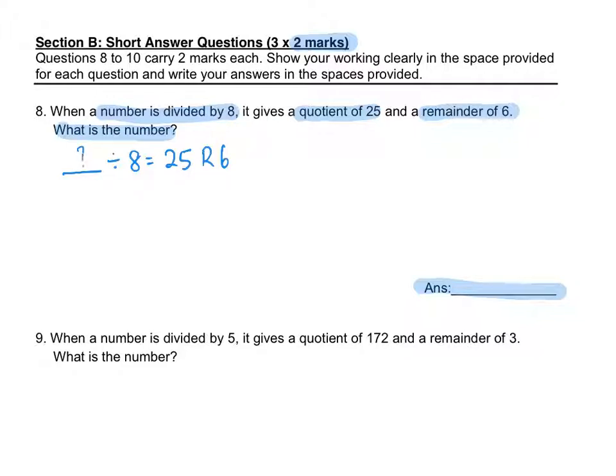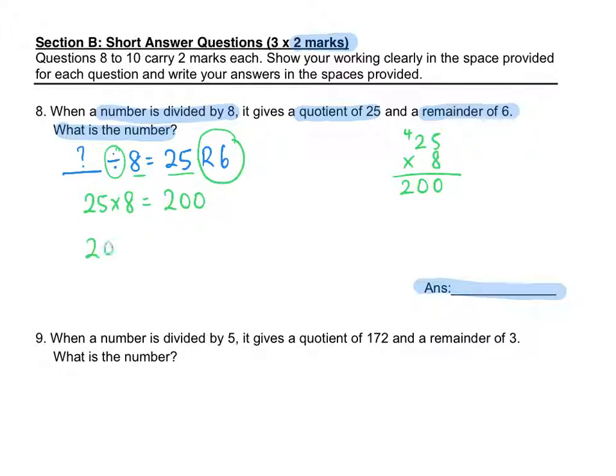So if you want to find the question mark, you need to work backwards. Instead of divide, now it should become a times. Take 25 times 8. So work it out. 25 times 8. 5 times 8 is 40. 8 times 2 is 16 plus 4, 20. You have 200. Do not forget you have a leftover of 6. So you need to add it back. 200 plus 6. You should get 206. This is the answer for question number 8.